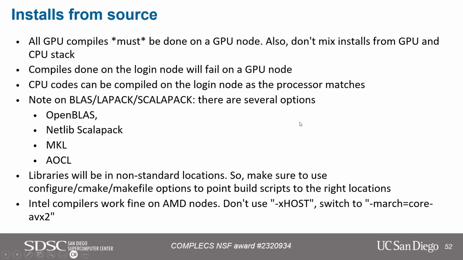And on Expanse, almost all of our nodes have AMD CPUs, but we also have Intel compilers. Intel compilers can work fine on those AMD nodes, but you just need to change a few flags in the configuration step to make the Intel compilers work on the AMD nodes.